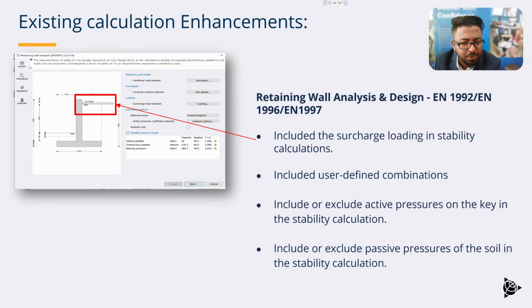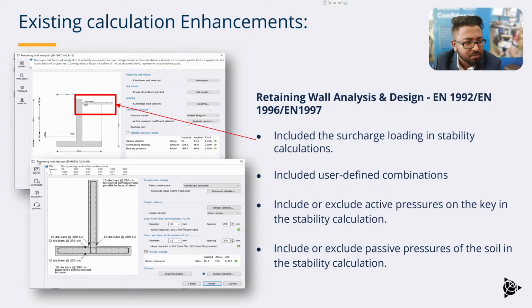Also, we now have an option where the user can include the restoring effect of the surcharge in the stability calculation. In addition to that, we have user-defined combinations, which allow the analysis part of the calculation to be used for other codes. A new option also lets the user include or exclude the active pressure on the key in the stability calculations, which the structural engineer can decide to neglect or add to that particular calculation.